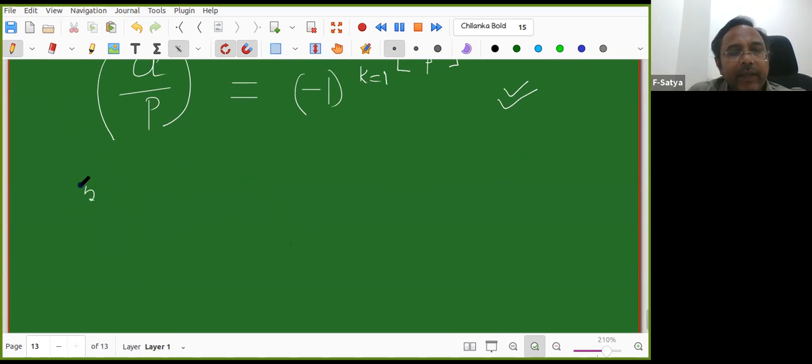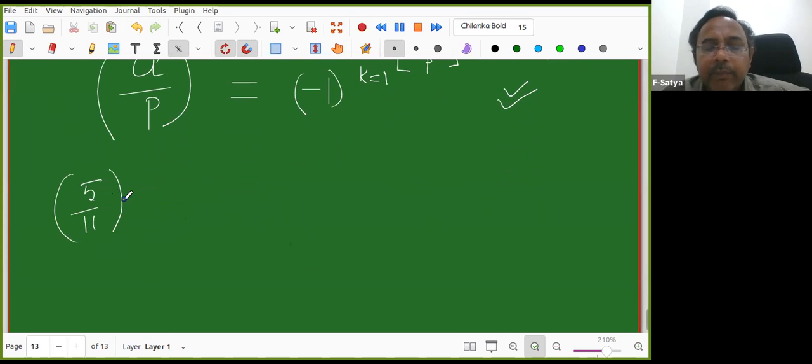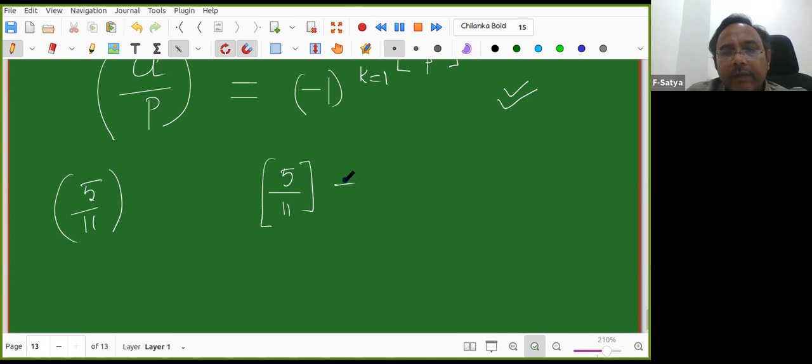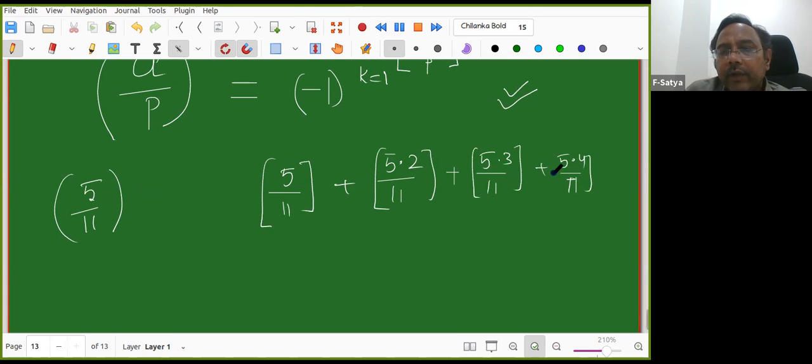Let us compute (5/11). You know how to compute it by the previous three ways. Now I want to compute it using Eisenstein's lemma. Here A is 5. We compute floor(5·1/11) plus floor(5·2/11) plus floor(5·3/11), floor(5·4/11) and floor(5·5/11).